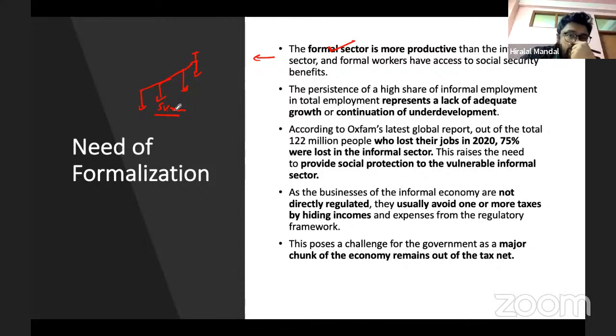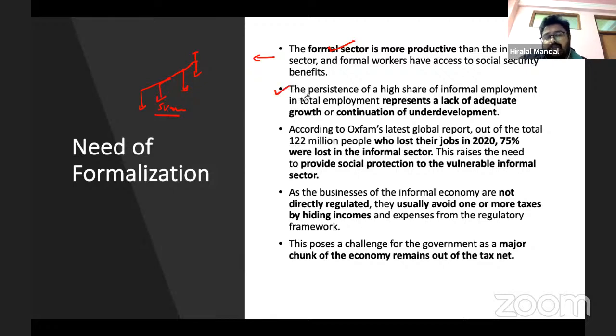All right. So in order to have a robust labor market in the country, we need to provide social security to the people working in the informal sector. We must incentivize the companies to bring those people under the social security benefits.